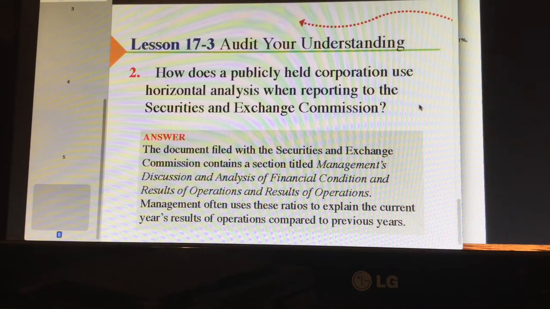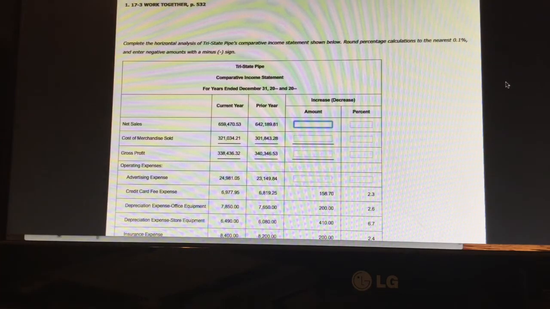How does a publicly held corporation use horizontal analysis when reporting to the Securities and Exchange Commission? The document filed with the Securities and Exchange Commission contains a section titled Management's Discussion and Analysis of Financial Condition and Results of Operation. Management often uses these ratios to explain the current year's results of operations compared to previous years. Let's go ahead and go into the work together.